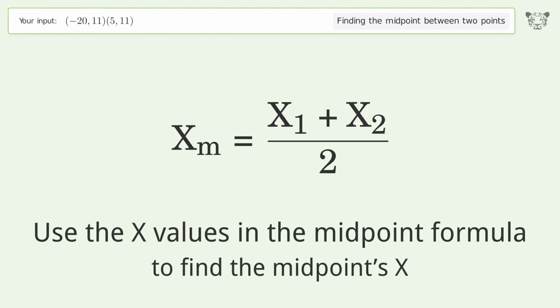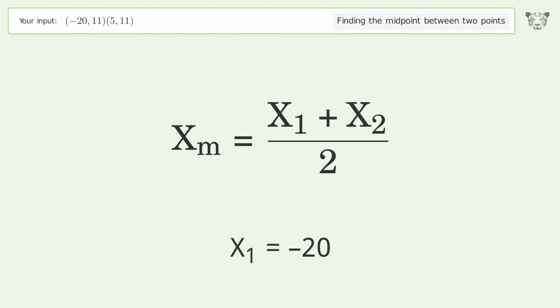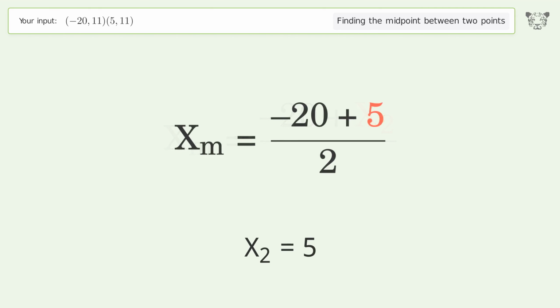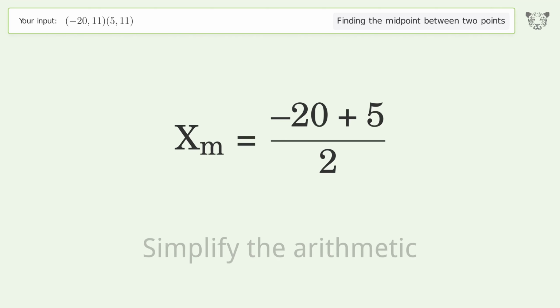Use the x values in the midpoint formula to find the midpoint's x. x1 equals -20. x2 equals 5. Simplify the arithmetic.